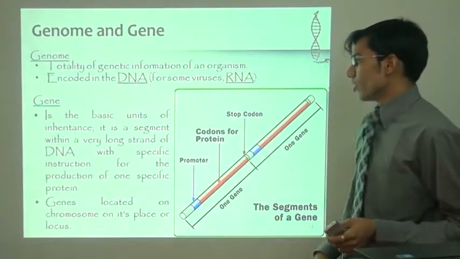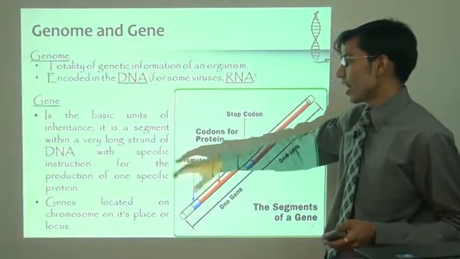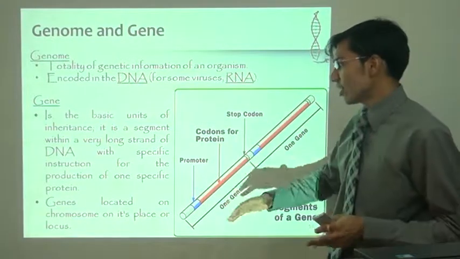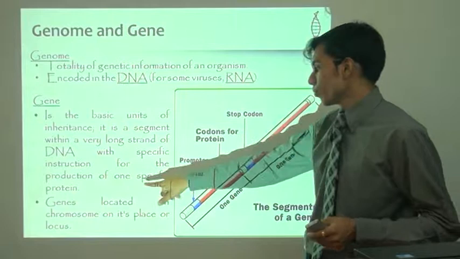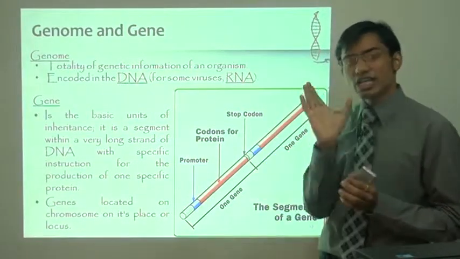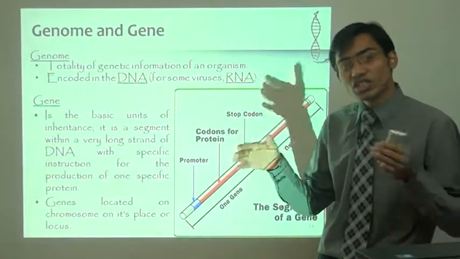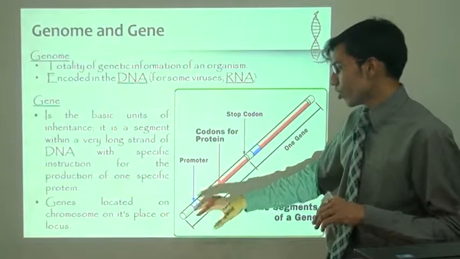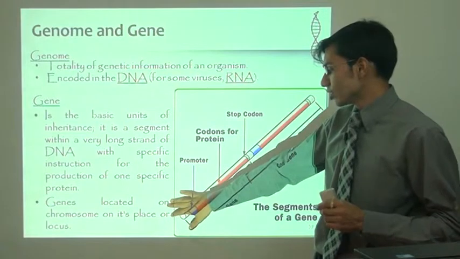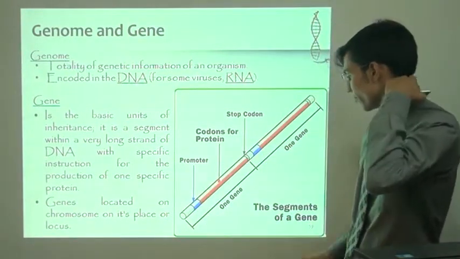Now gene is the basic unit of inheritance. It is a segment within a very long strand of DNA. Gene is a locus present in the DNA strand with specific instruction for the production of one specific protein. So it will code for any one specific protein. That much of DNA strand is called a gene. Genes are located on a chromosome at their place or locus, right? So wherever it is present on DNA, it is called its place or locus on DNA.